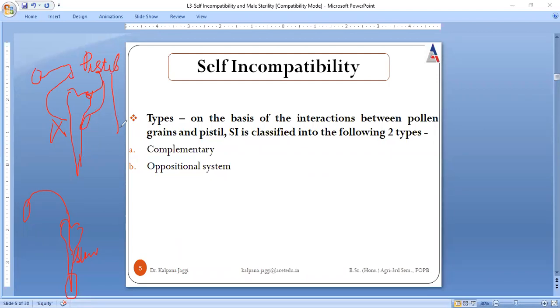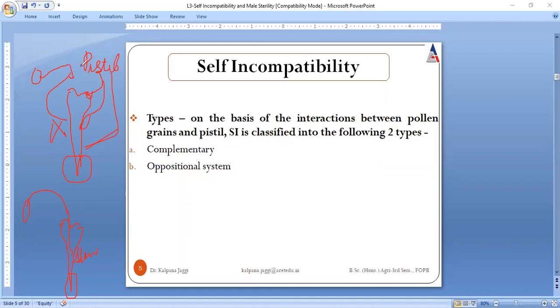And ovary is the one that has the ovule, and within the ovary is the ovule. Okay, so this is the structure that is already clear.